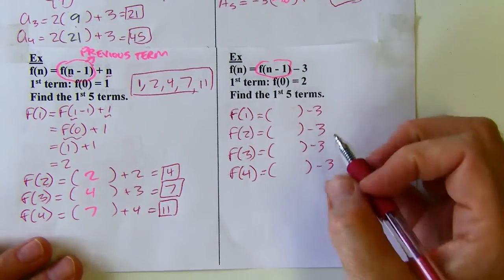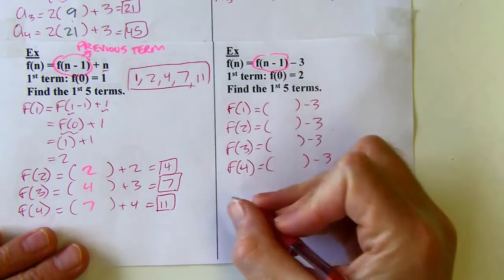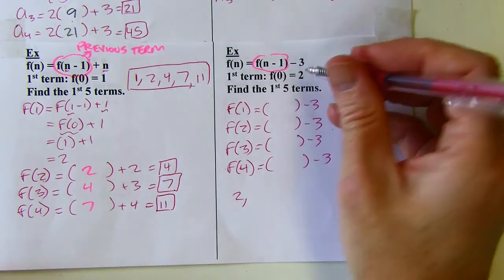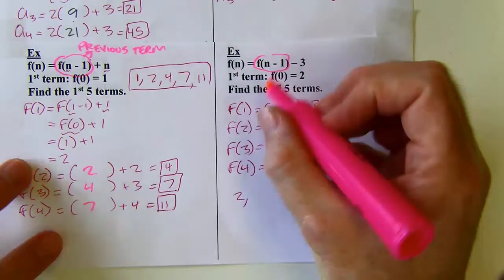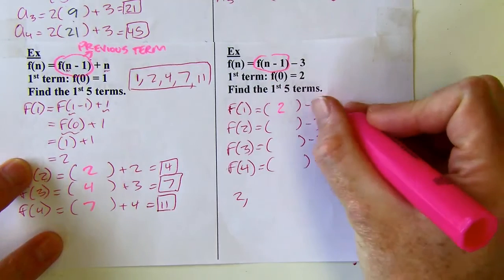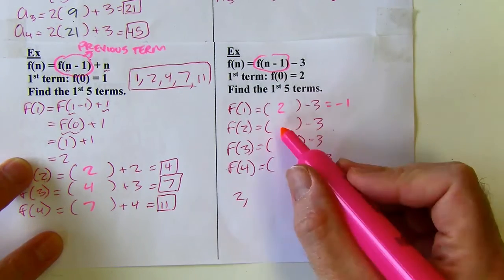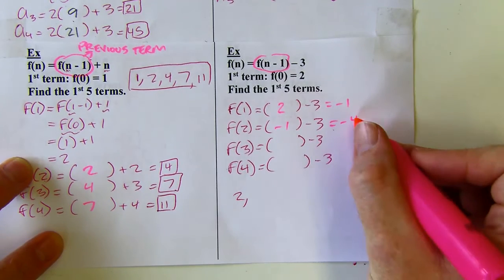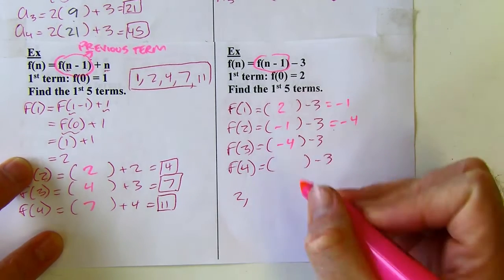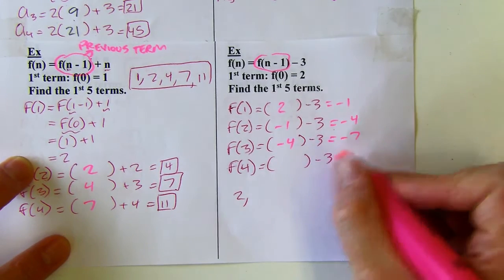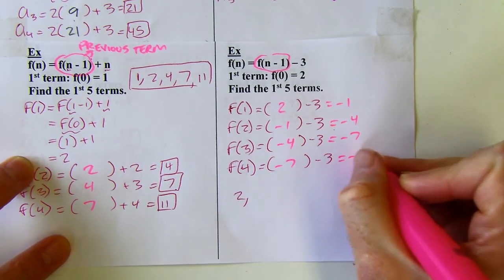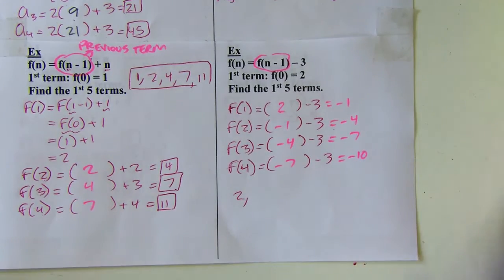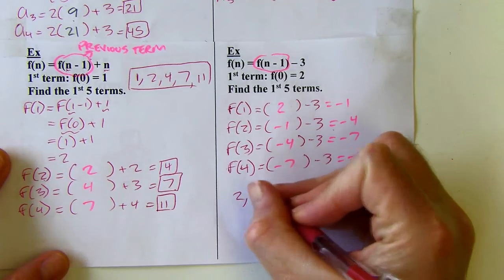Okay, so the first term was 2. So my previous term here then is 2. So that's negative 1. So previous term here is negative 1. That comes out to negative 4. Then my previous term, so I've got a little chain reaction thing going here. And then you can generate the terms pretty quickly once you get used to that pattern.